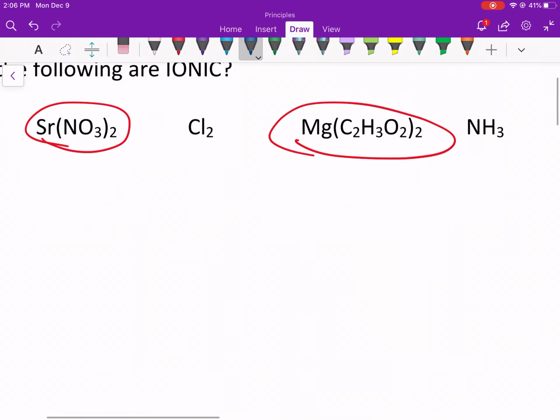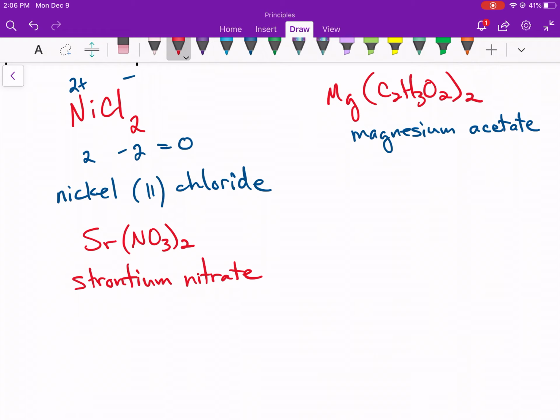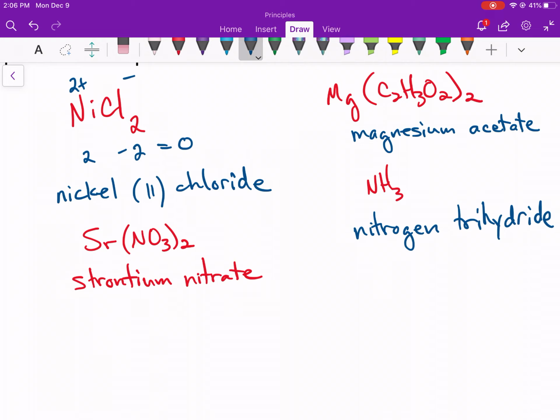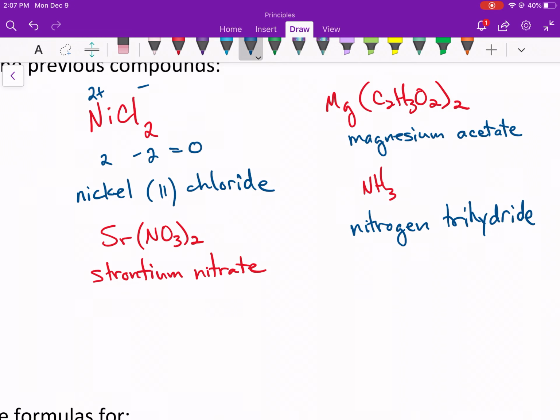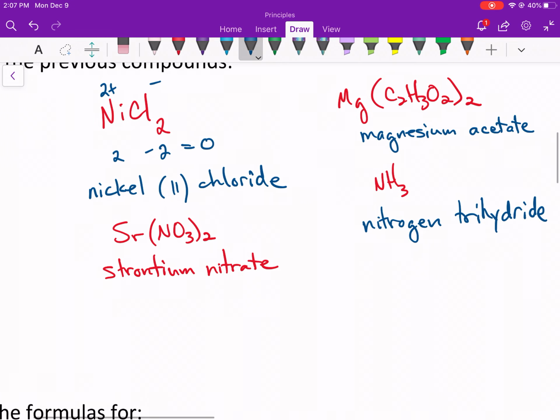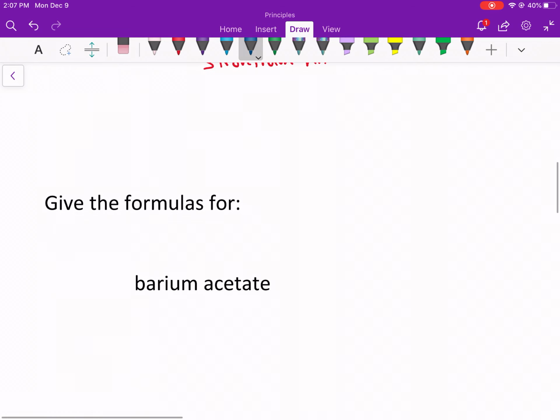All right, and then the last one, NH3. So we already said that's covalent, which means it does need prefixes. So this one would be called nitrogen trihydride. Now this is a common gas. If you look it up, it'll tell you that it's called ammonia, but don't worry about that. We're going to use the systematic way of naming these molecules using the prefixes if they are in fact covalent compounds.